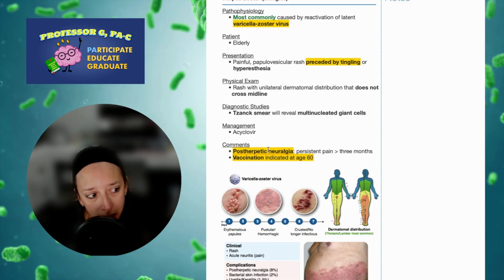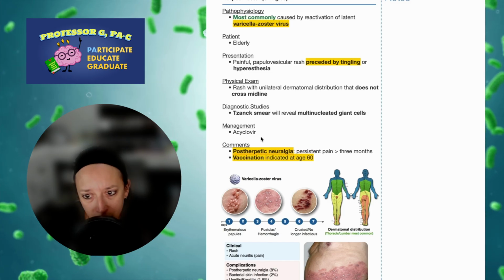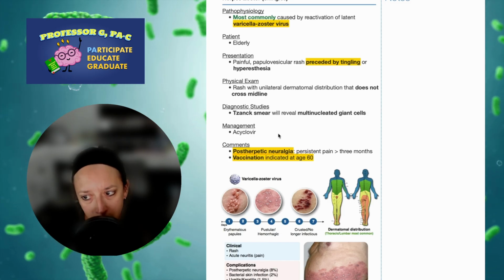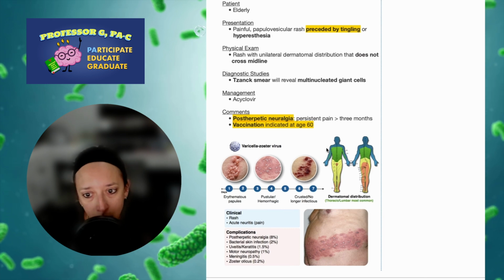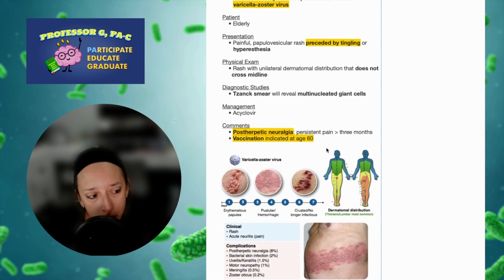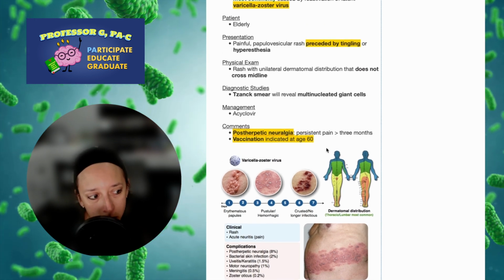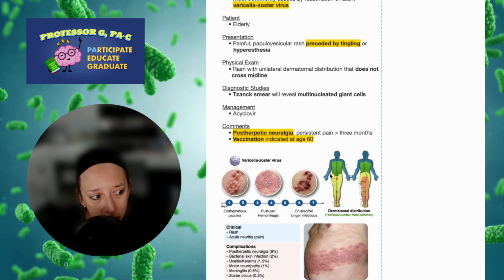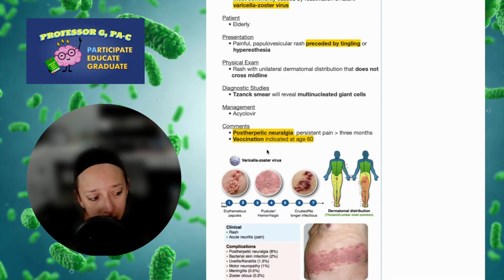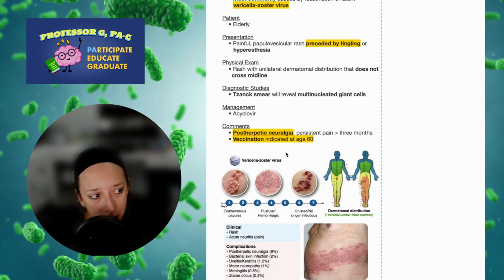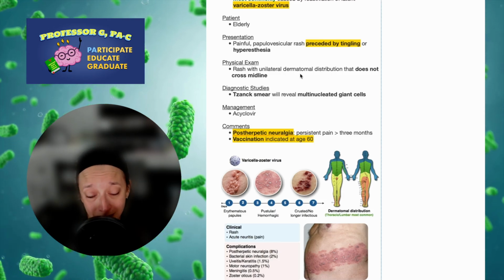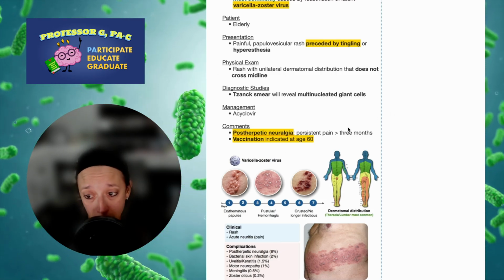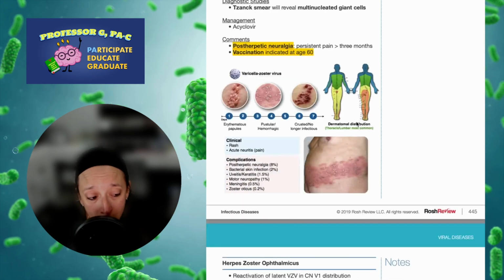Treatment for this is going to be acyclovir, valacyclovir, or famciclovir. Usually we want to do that within the first 72 hours. That'll help get rid of it faster and help reduce the post-herpetic neuralgia. Vaccination is indicated for our elderly patients. And remember, we're looking for that dermatomal distribution that does not cross midline. If they have that plus pain and the little vesicles, it's shingles.